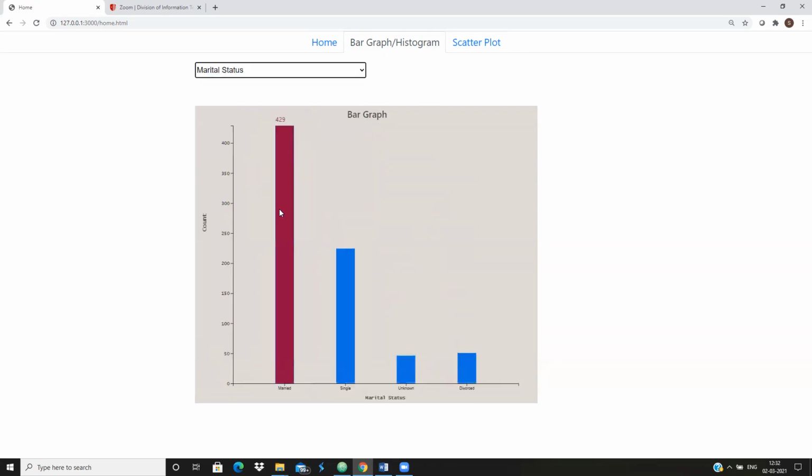We also have marital status, which is married, single and divorced. The highest number is married, which is 429 in this data set.